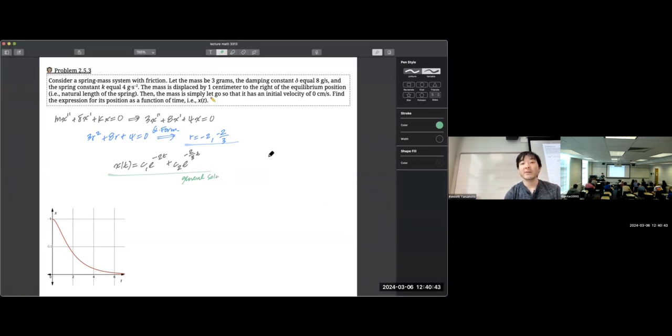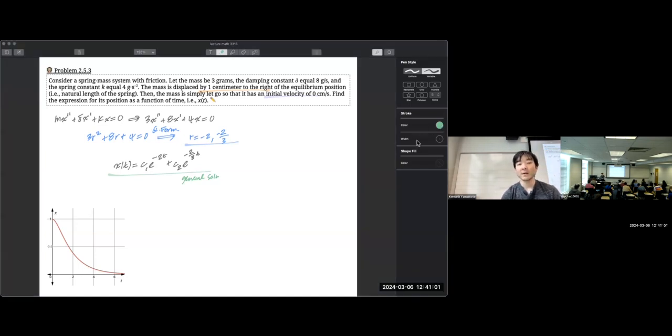And we just have a couple of initial conditions here. We're saying that the mass is displaced by 1 centimeter to the right of the equilibrium position, which is the natural length of the spring. And then we simply let go, so it has an initial velocity of 0. We're just moving it to the right, and then we're letting it go.